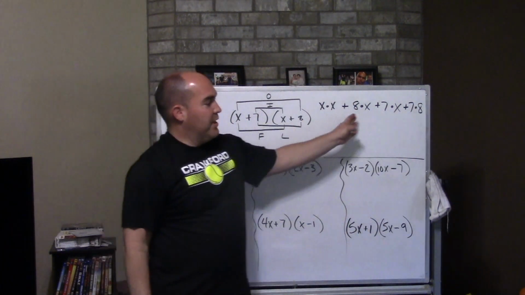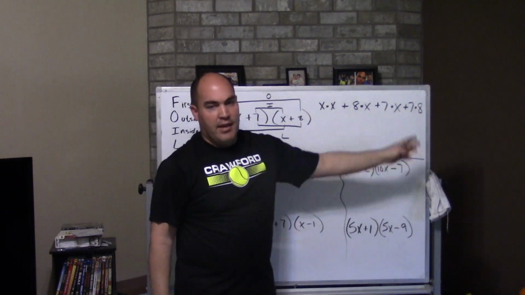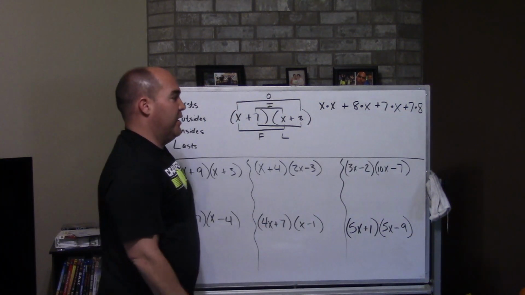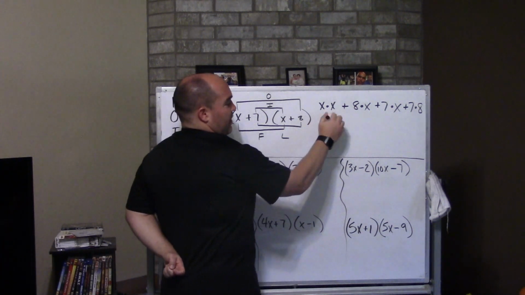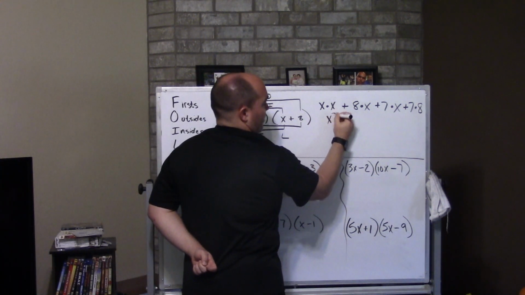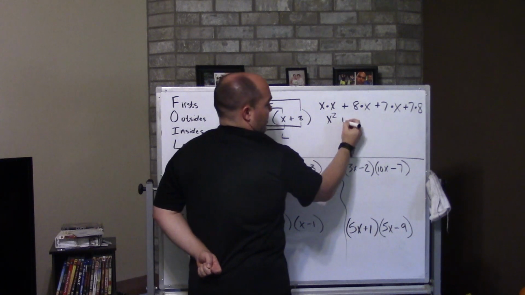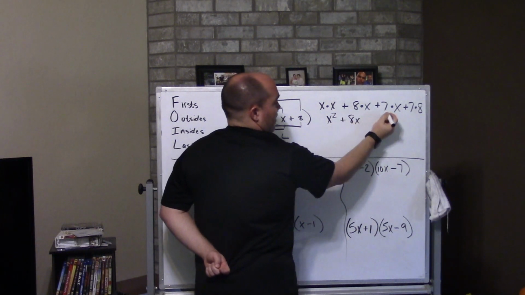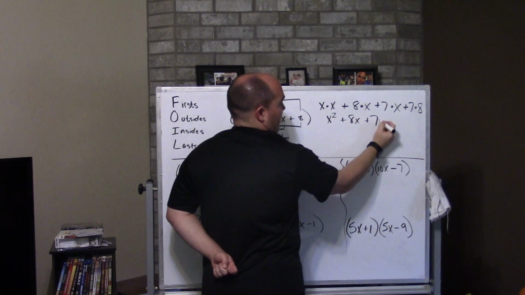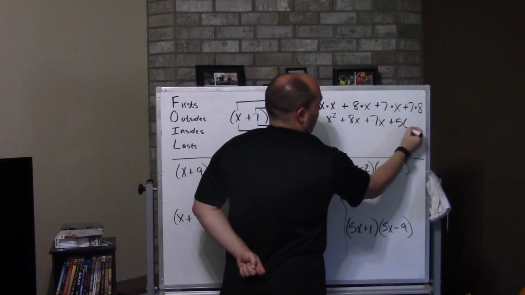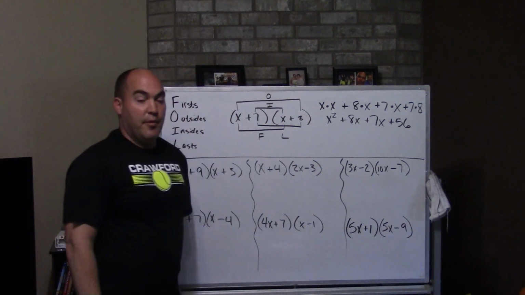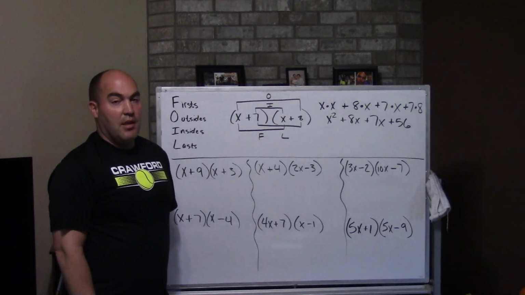Now, normally, once I get the hang of it, I wouldn't write it all down like that. I would just skip straight to what it is. But for the first time, I wanted to show you what we're doing. So x times x is x squared. 8 times x is just 8x. 7 times x is 7x. And 7 times 8 is 56.